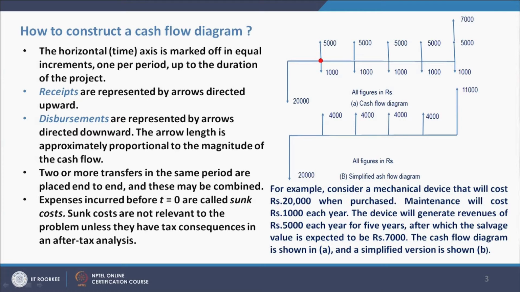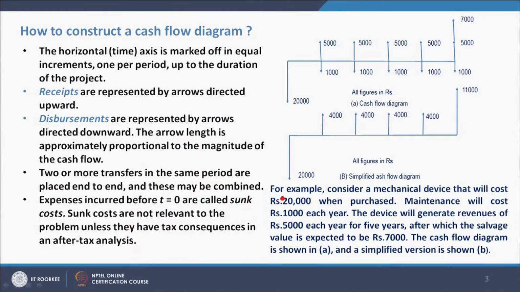Expenses incurred before t equal to 0 are called sunk costs. Sunk costs are not relevant to the problem unless they have tax consequences in an after tax analysis. Now, based on this, let us plot a cash flow diagram. For this we are taking an example.